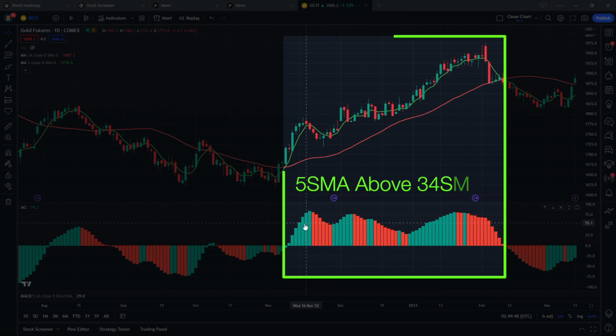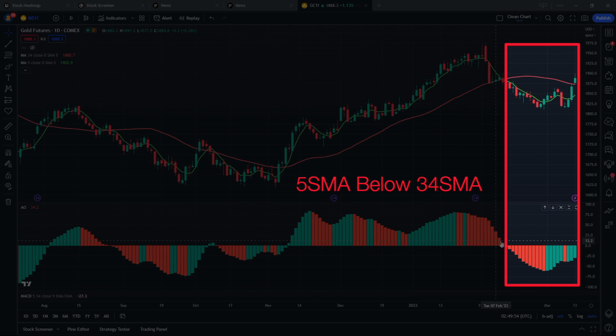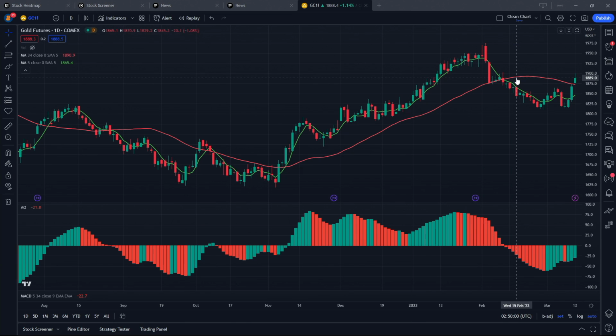So when the histogram is above zero, we know that the short moving average is above the long moving average. And when the histogram is below zero, then we know that the short moving average is below the long moving average. And then the up and down in the histogram will calculate the distance between the short and the long moving averages. And in this indicator, we have extra information.